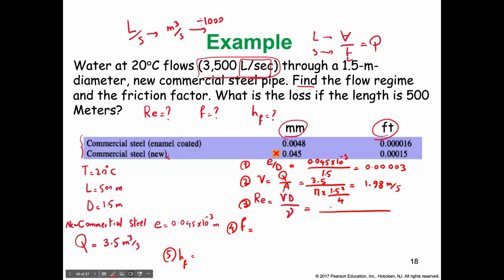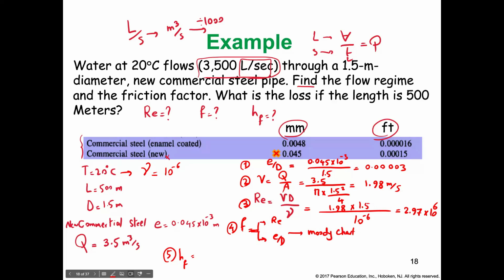Now Reynolds. Velocity 1.98, diameter this. About nu, or if you are using rho VD divided by mu, be careful. You don't have the data, but you have the temperature. So if you go for the temperature, you will find this number. Or you can just consider something close to that, which is fine. And the Reynolds is 2.97 multiplied by 10 to the power 6. For F, you have Reynolds, you have E over D. So, Moody.